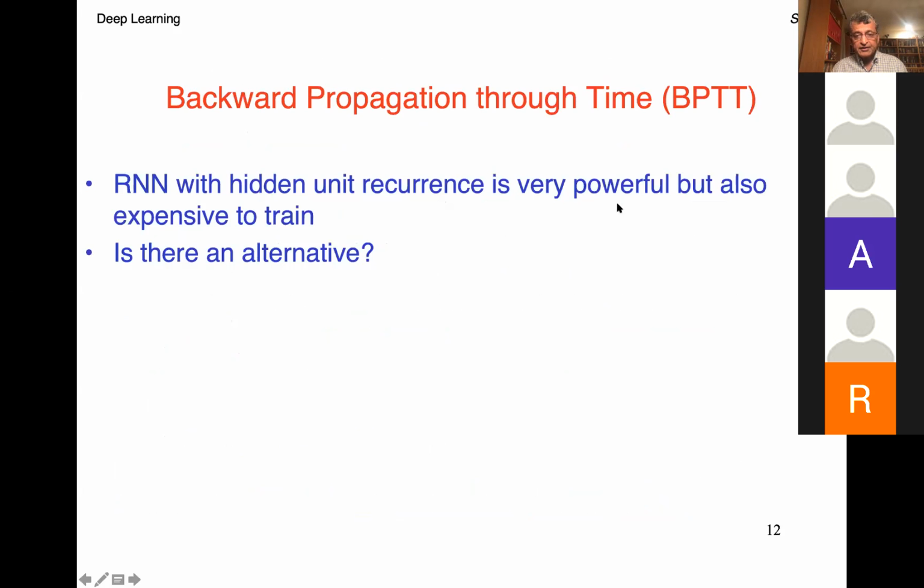RNN with hidden unit recurrence is very powerful, but also expensive to train. Is there an alternative? Okay, we say, stay tuned, folks. Is there an alternative? All right.